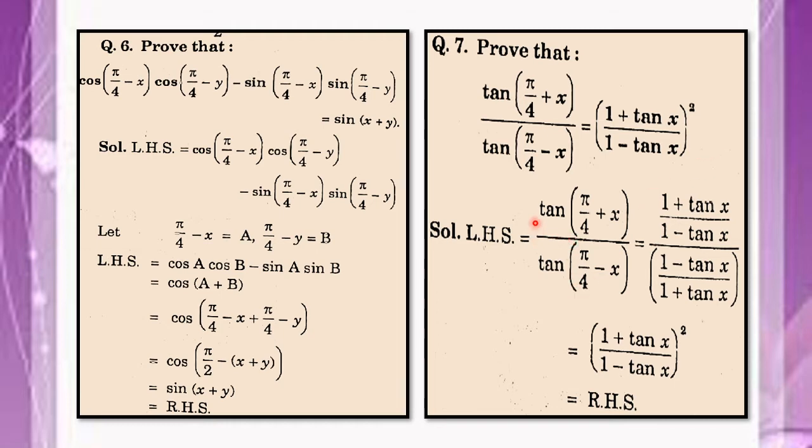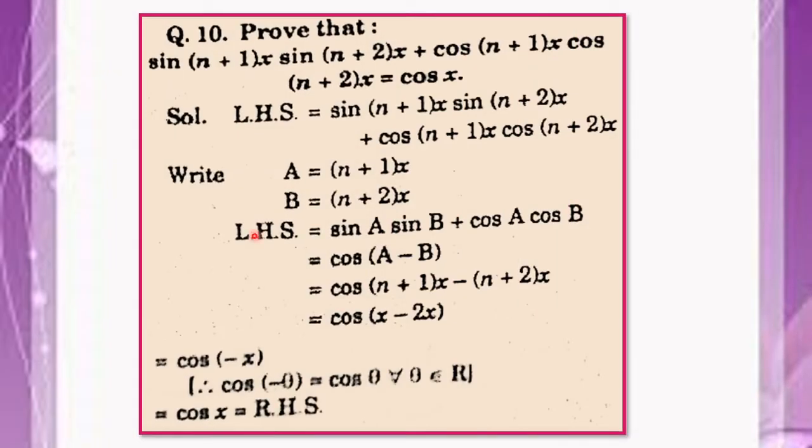Now students, here in the numerator we can apply that identity tan(A plus B). Remember that is tan A plus tan B. Tan A means tan pi by 4 and straight away here we have written the value which is 1, plus tan B upon 1 minus tan A into tan B. Same way in the denominator and then simplify and it is equal to the right hand side.